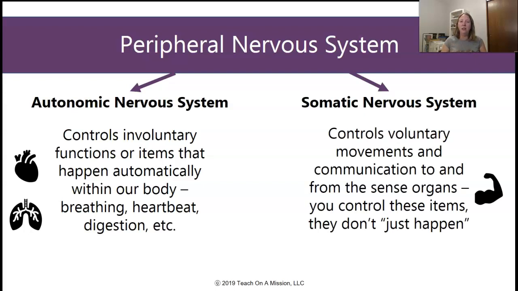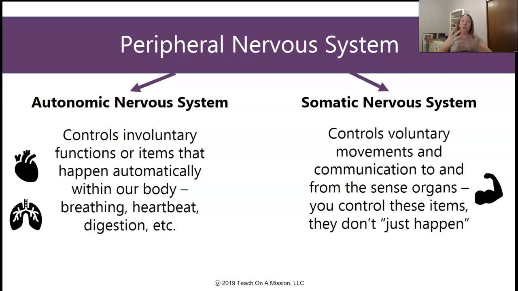On the other hand, we also have the somatic nervous system. When we learned about the neuron, we learned that soma means body, as in cell body. Well, here, soma or somatic is referring to your bodily movements. So your voluntary movements and the communication to and from your sense organs. Like, I sense that my teddy bear is soft, and so I am choosing to pet it.